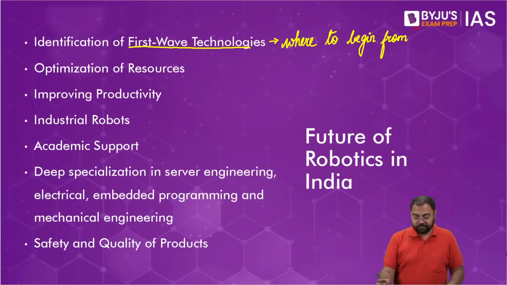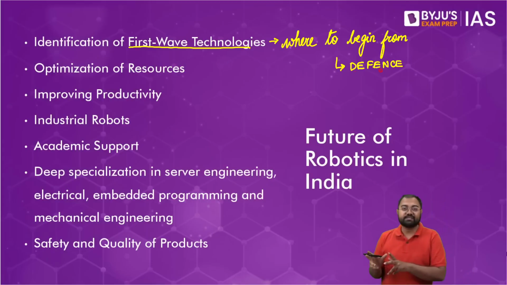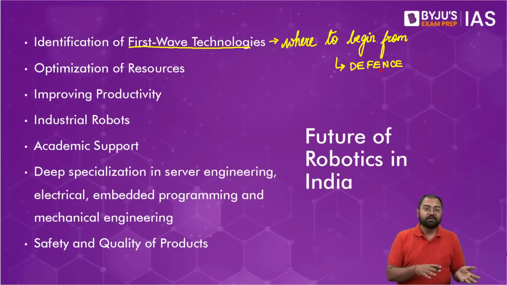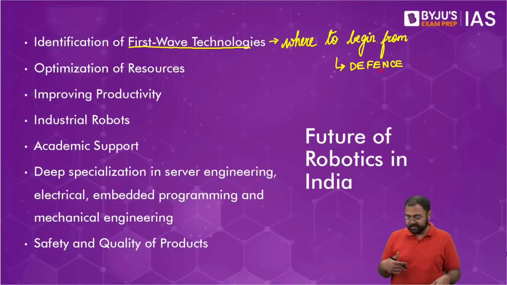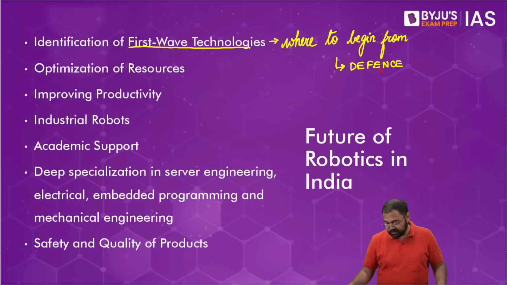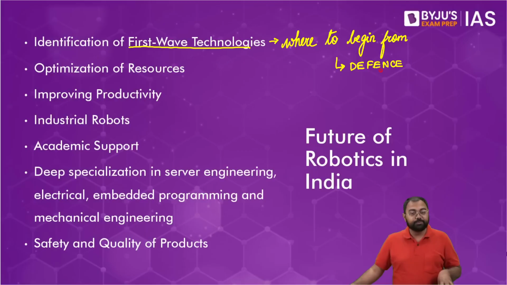So for example, defense is a good way to start, right? Defense is a good way to start, because even if you are applying robotics in defense, it's not that people are losing their jobs. It will enhance your security in some way or the other without creating a lot of problems for the job market in the country. So that's why we see that this could be a good way to start.